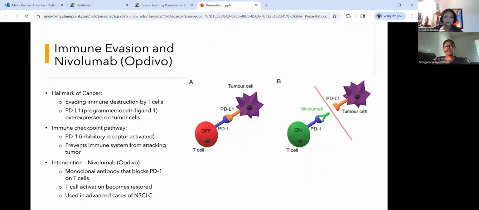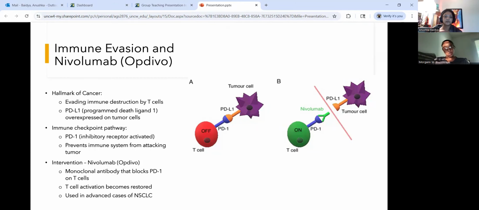So by having this evasion of the immune system, you see that the T cells are destroyed, which therefore lessens the immune system's ability to fight off things such as cancer. This takes place via PD-L1, also known as programmed death ligand 1, which is overexpressed in tumor cells. And then hitting on the immune checkpoint pathway, the PD-1, which is an inhibitory receptor, is activated, which leads to preventing the immune system from being able to attack the tumor.